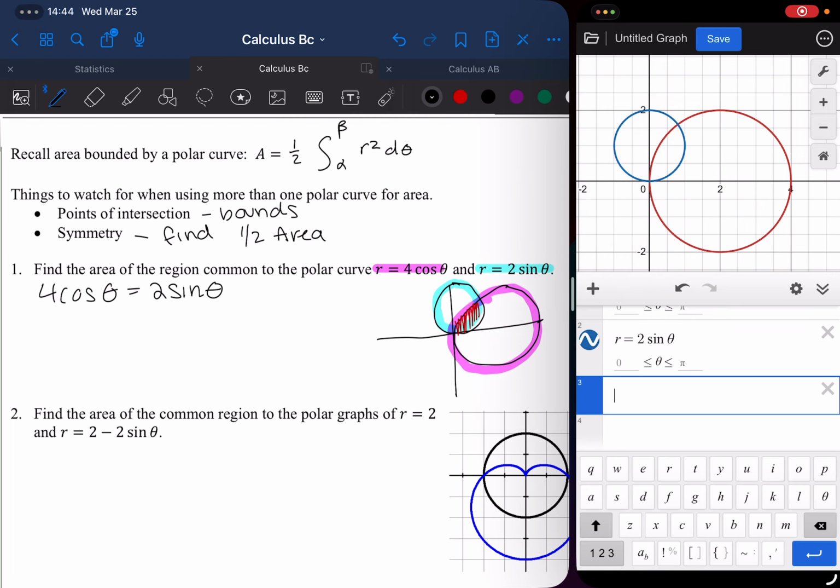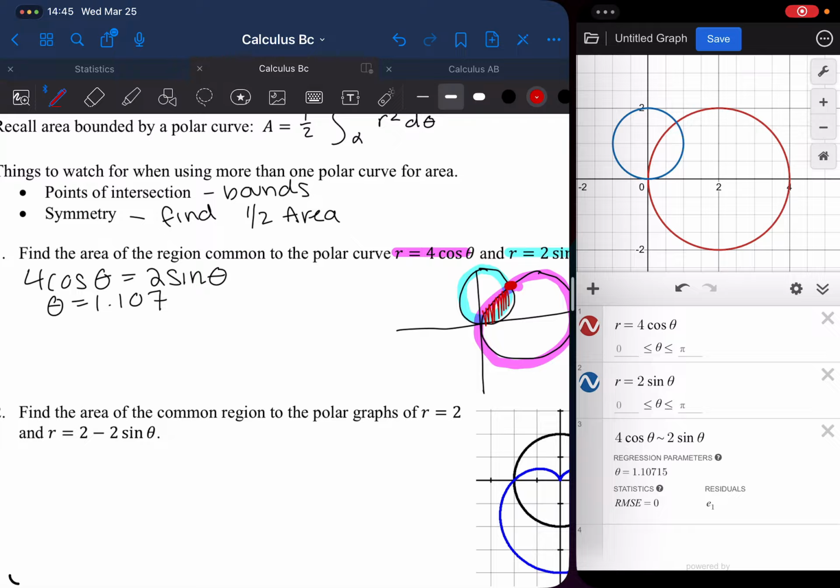Now the next thing that we need to do is we need to take each of these equations and let r equal 0 so we can find each of those theta separately. So I have 0 is equal to 4 cosine theta. This means that theta is equal to pi halves.